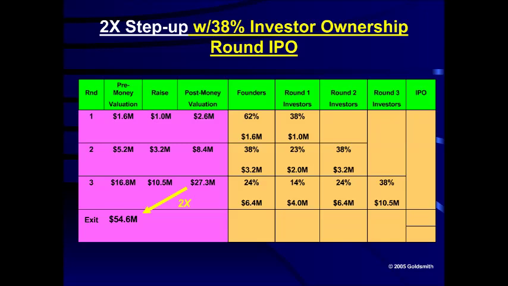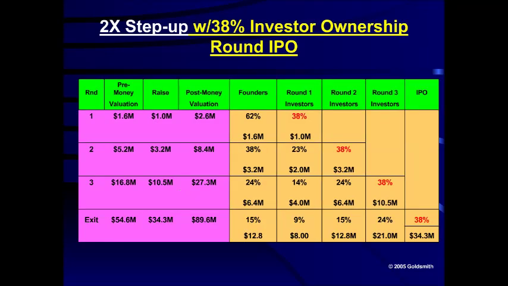In this example of an IPO round, the company has again doubled in value from the venture development growth resulting from the previous $10.5 million investment. If this round turned out to be a merger or acquisition round instead of an IPO, a justifiable sales value would be at or above the $54.6 million pre-money valuation.